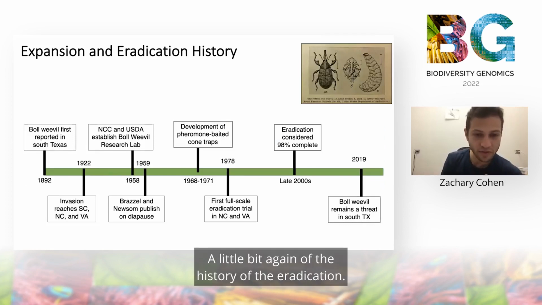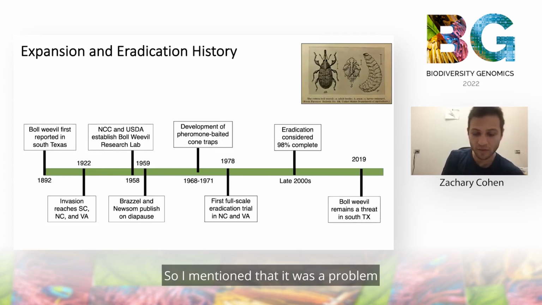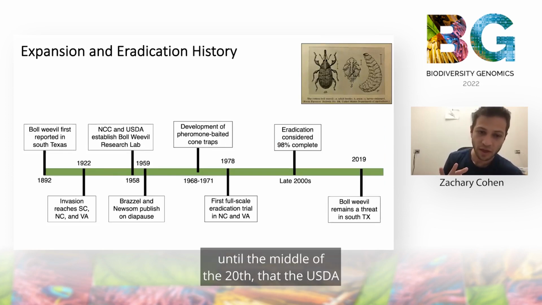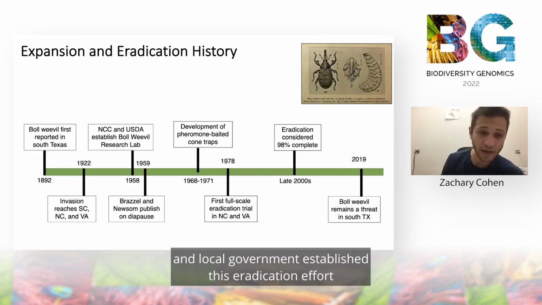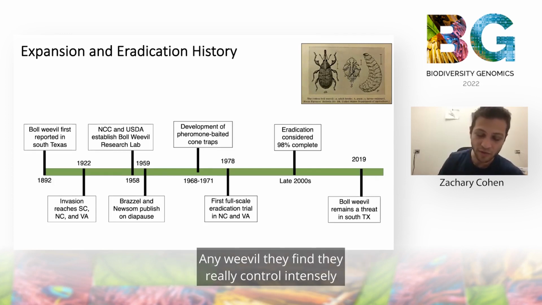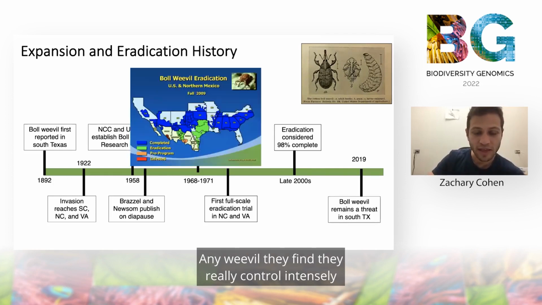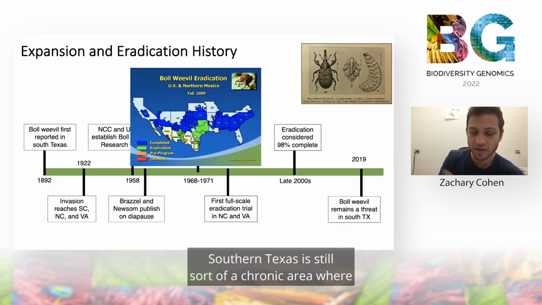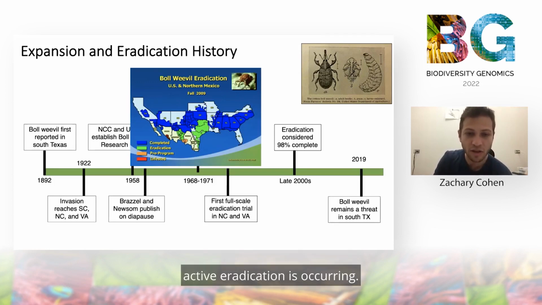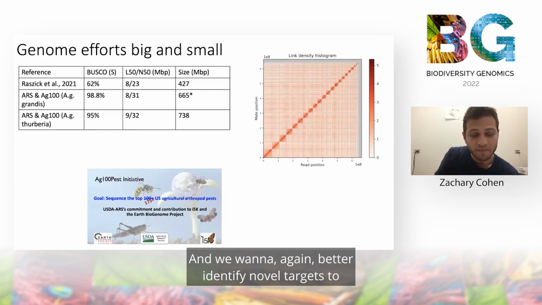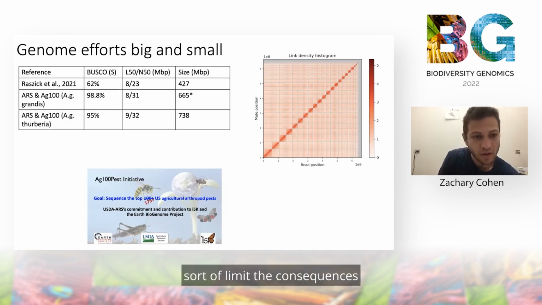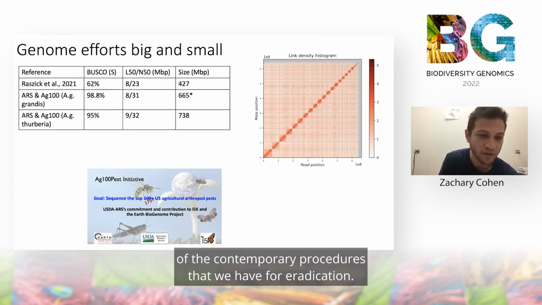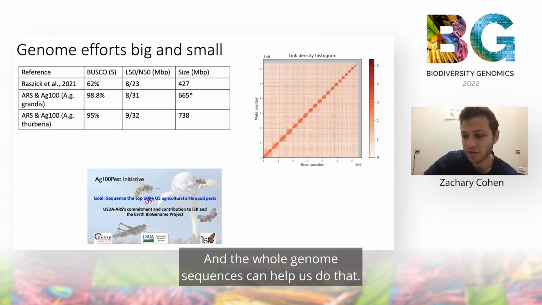A little bit again of the history of the eradication. I mentioned that it was a problem in the early 20th century, but it wasn't until the middle of the 20th that the USDA and local government established this eradication effort, which is zero tolerance. Any weevil they find, they control that field intensely. So these are the zones here. Southern Texas is still a chronic area where active eradication is occurring. And we want to better identify novel targets to limit the consequences of the contemporary procedures that we have for eradication. And the whole genome sequences can help us do that.